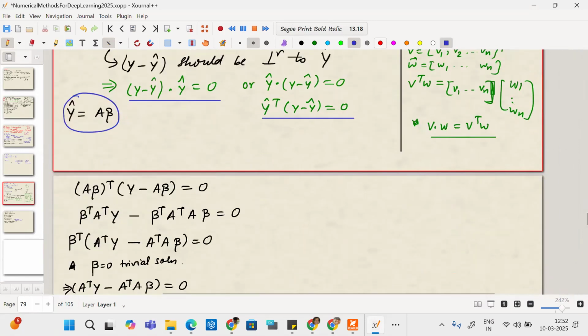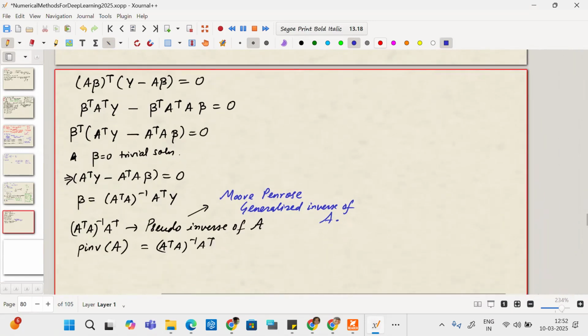You have to solve this matrix equation a bit, and when you write beta in terms of A, you get this equation: beta equals the generalized inverse times y. What is the Moore-Penrose inverse? A transpose A whole inverse A transpose. That is the generalized Moore-Penrose inverse. Using this idea, you can find beta, and that will be the best beta because it ensures the minimal distance between the predicted and the actual data set. So you saw how this is used.